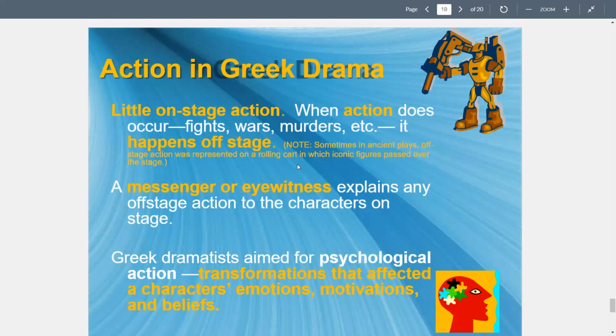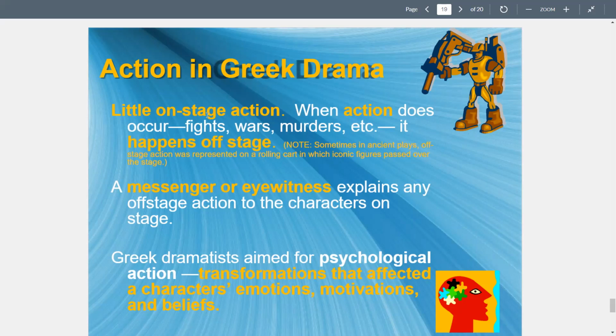So for the action in Greek drama, there was little on-stage action. It was mostly talking when people were on stage. When action does occur, fights, wars, murders, it'll happen off stage. Sometimes in ancient plays, offstage action would be represented by a rolling cart in which iconic figures passed over the stage, showing that they had died or something had happened to them. Even when you get to the part of Oedipus, when he takes out his eyes at the end of the play and Jocasta kills herself, that would not be shown on the stage.